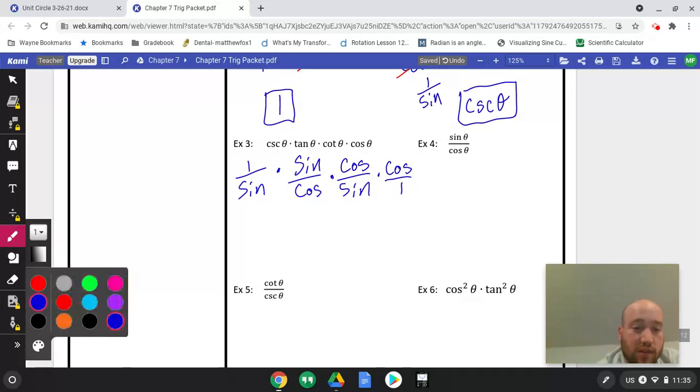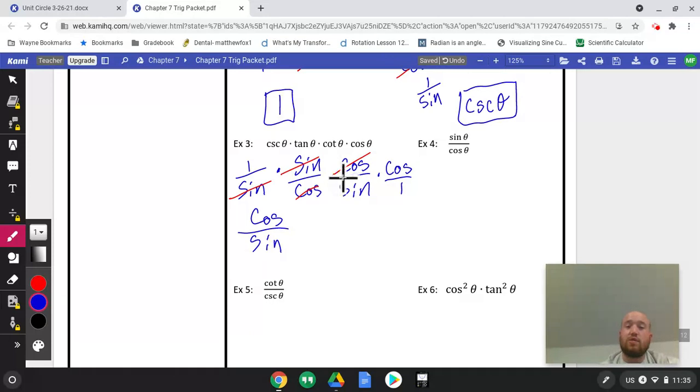So we start canceling things out. We've got a sine on the bottom and the top, cosine on the bottom and the top. 1 times cosine is what's left on the top, so that's just cosine. Sine times 1 is left on the bottom, so that's just sine. Now cosine over sine, if we aren't sure what that is, remember right here we already had it, that is cotangent. So if we multiply all this together, it actually just simplifies to cotangent of theta.